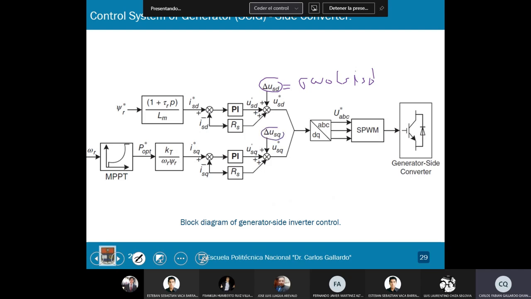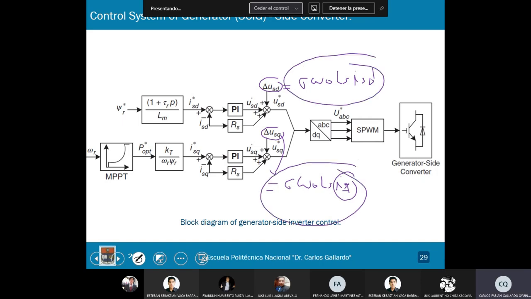And the other term is equal to the leakage coefficient times the speed times the stator inductance times the stator current on the Q axis. So it means I am decoupling the control of the active and reactive power. This is the decoupled items of the stator voltage, right?